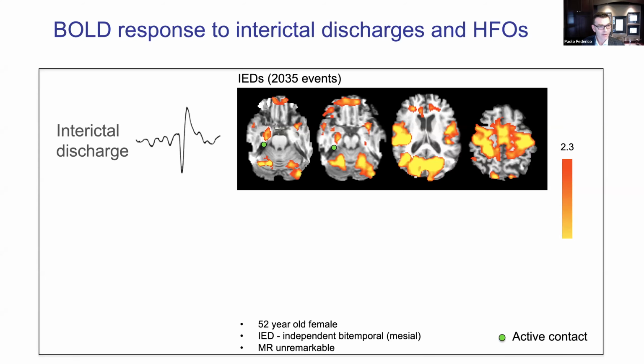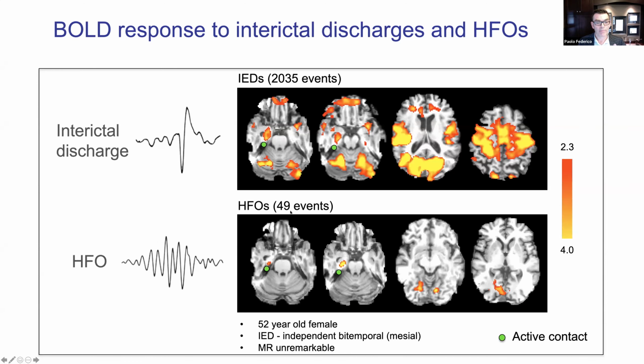So as I mentioned, because we have intracranial EEG-fMRI, we can also look at high frequency oscillations, which you probably know are arguably maybe a better marker of the epileptogenic zone than intracranial discharges. So in the same patient, we're able to look at the bold response to intracranial discharges. And this is one of those patients that had widespread activation. So we also recorded HFOs in the exact same patient. And here's the bold response that we saw in fewer events.